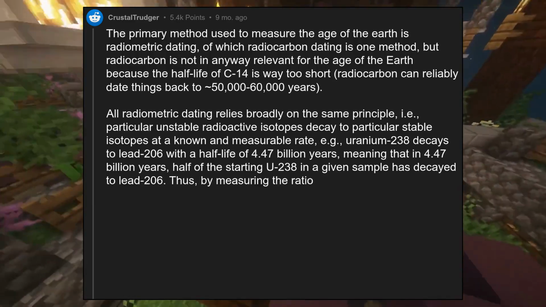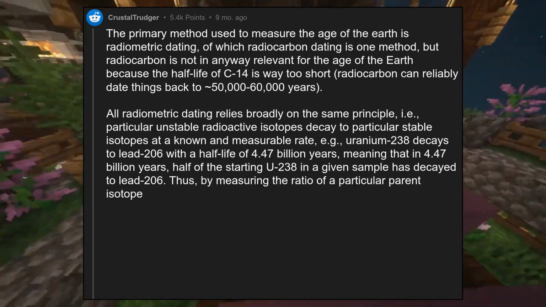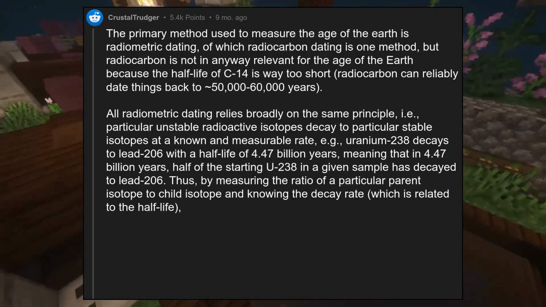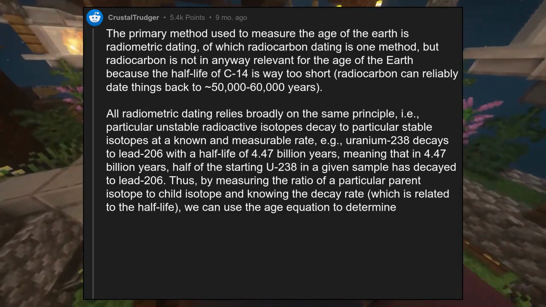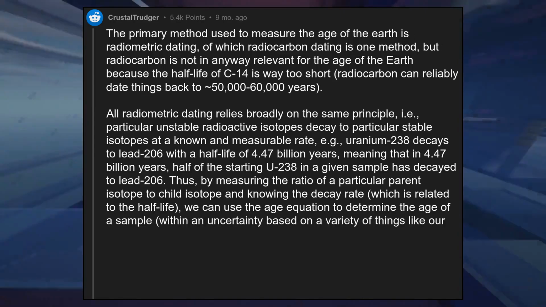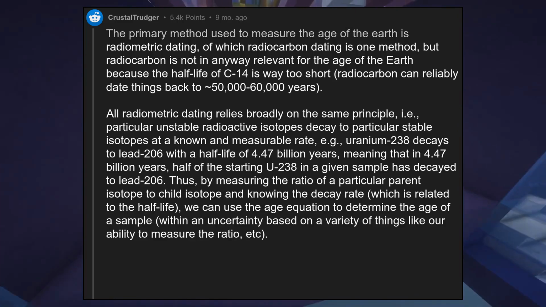Thus, by measuring the ratio of a particular parent isotope to child isotope and knowing the decay rate, which is related to the half-life, we can use the age equation to determine the age of a sample, within an uncertainty based on a variety of things like our ability to measure the ratio, etc.